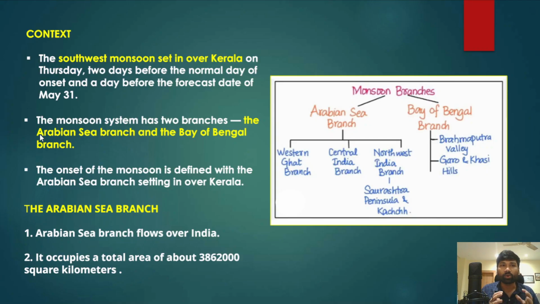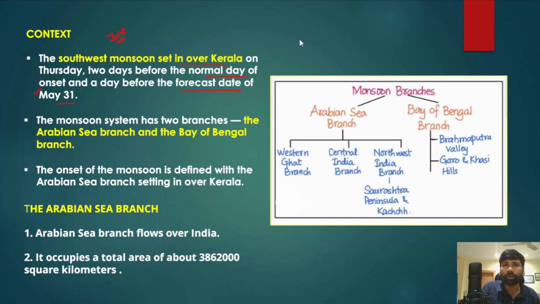Now we'll understand the context of this particular article. We all know that the southwest monsoon onset starts from June onwards, right? Initially it sets over the Kerala region. Yesterday the southwest monsoon set over Kerala, and it is actually 2 days before the normal onset date, and in fact a day before the forecast date of May 31st. It is generally believed that May 31st would be the normal day for the onset of the monsoon, but actually the monsoon set 1 day before.